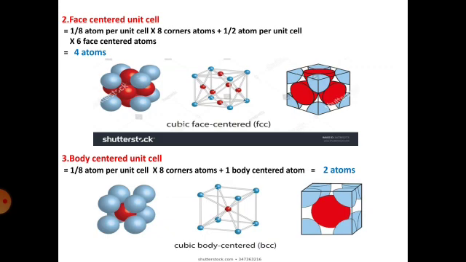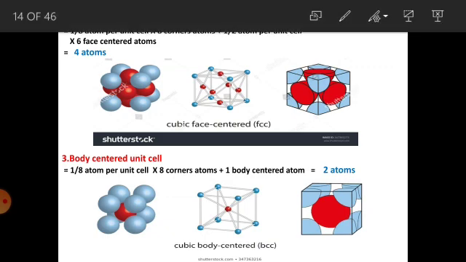So face centered unit cell is equal to 1/8 atom per unit cell into 8 corner atoms plus half atom per unit cell into 6 face centered atoms. Upon simplification, you get 4 atoms present in a face centered unit cell. So in total, there are 4 atoms present in a face centered unit cell.